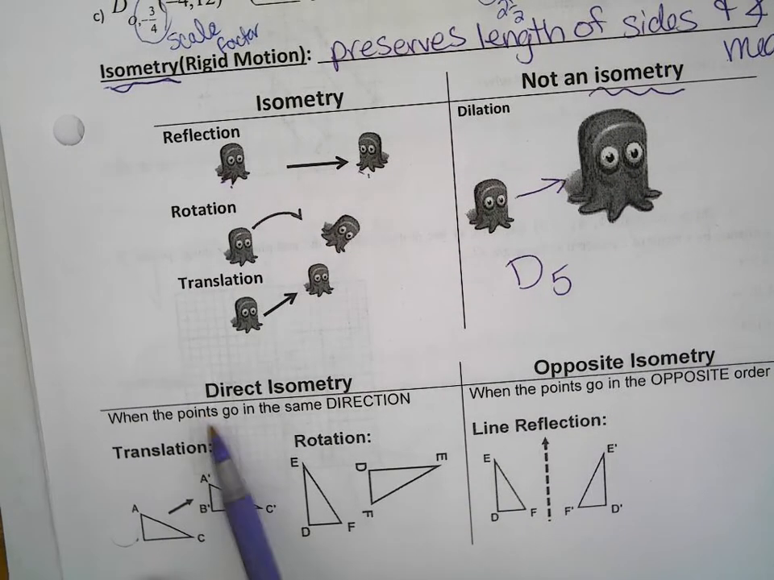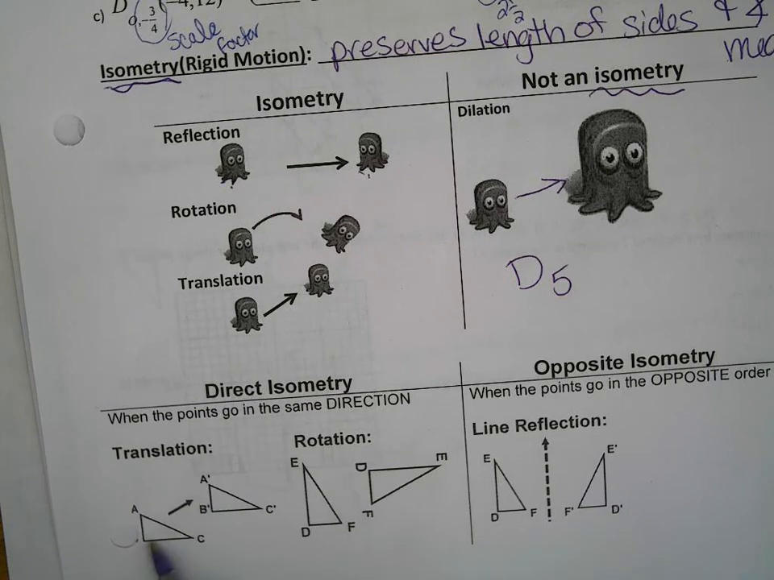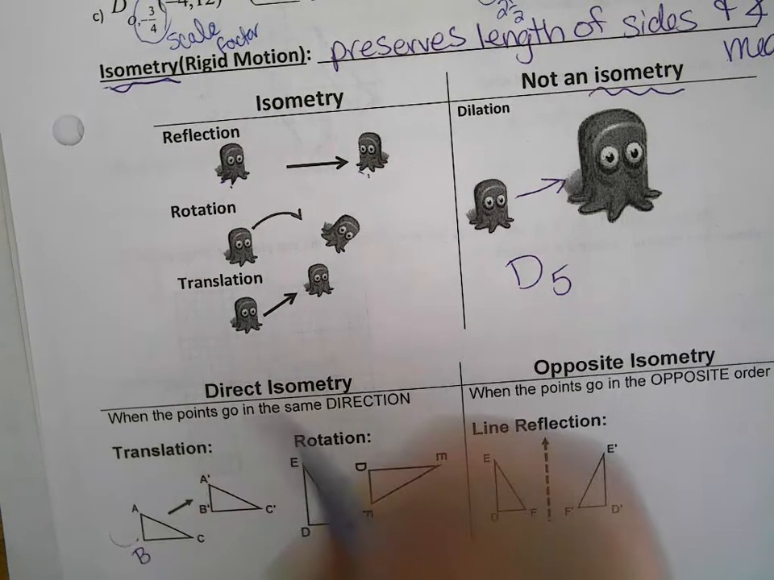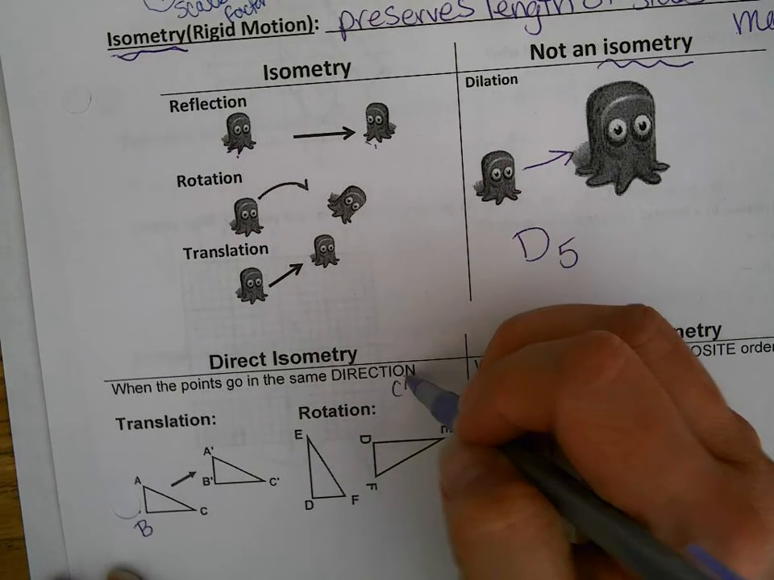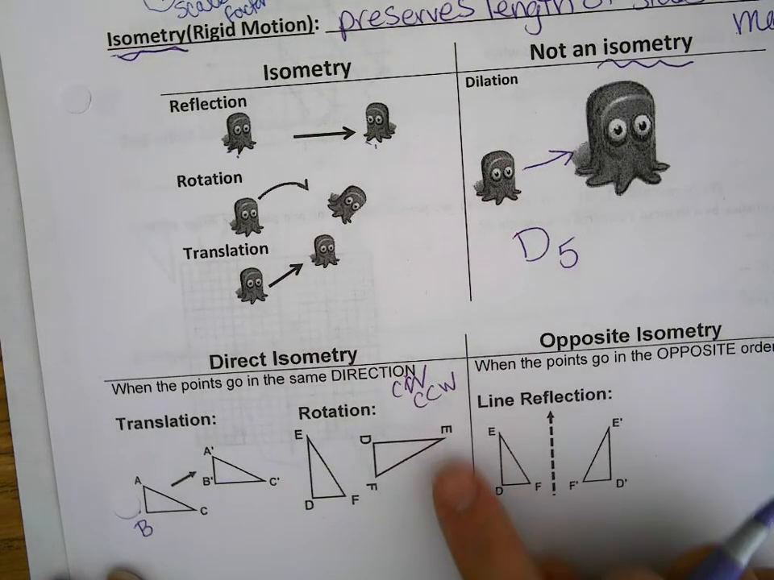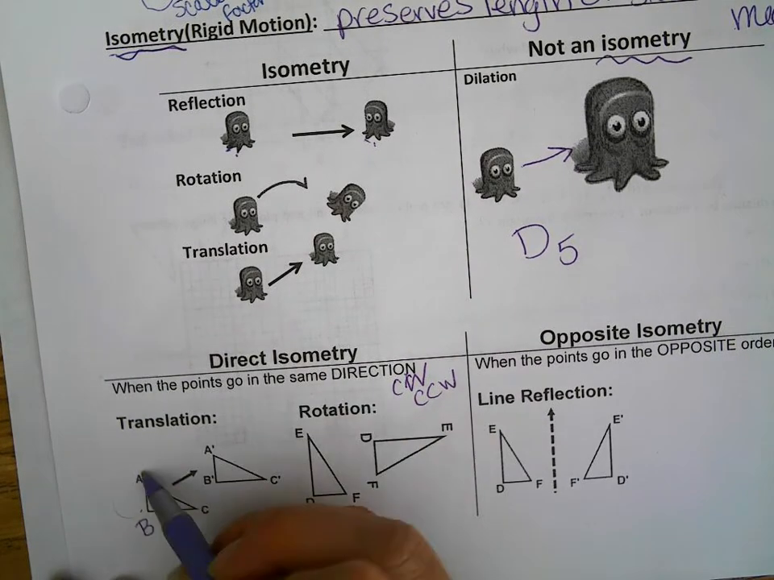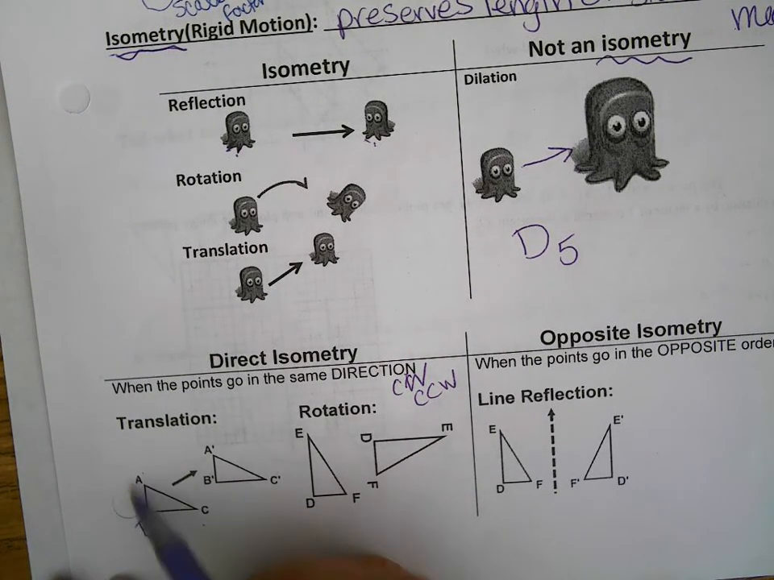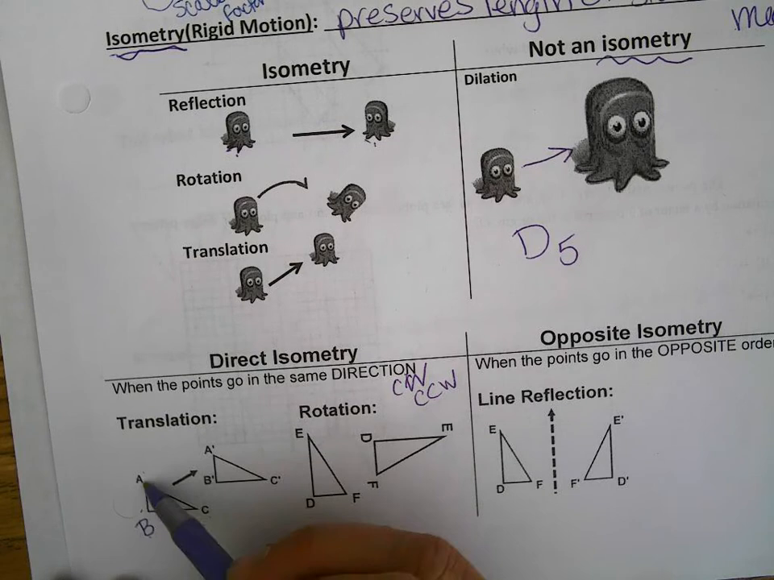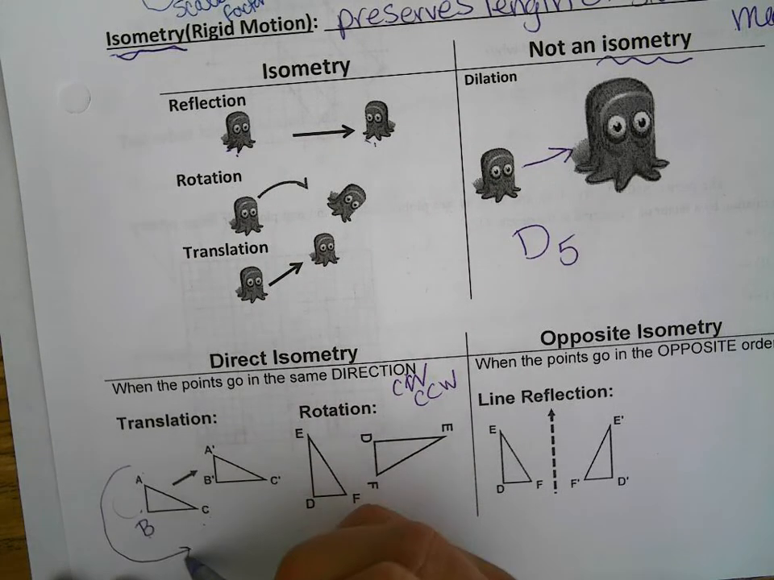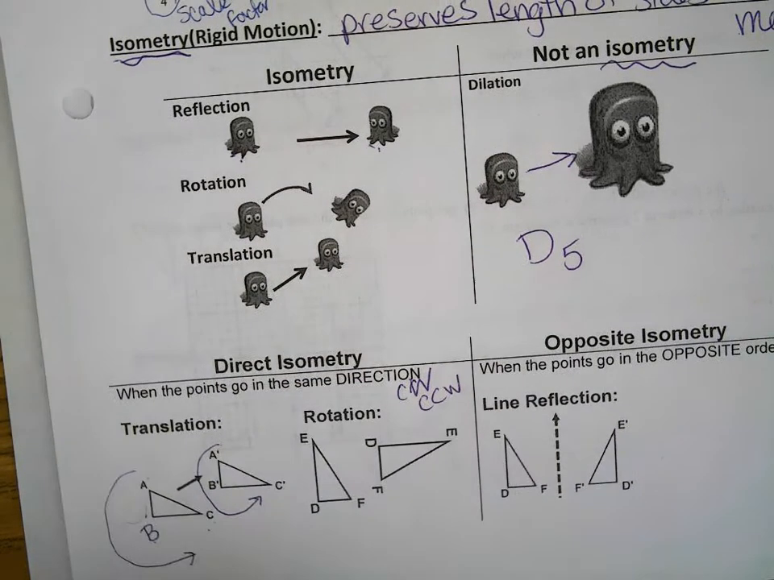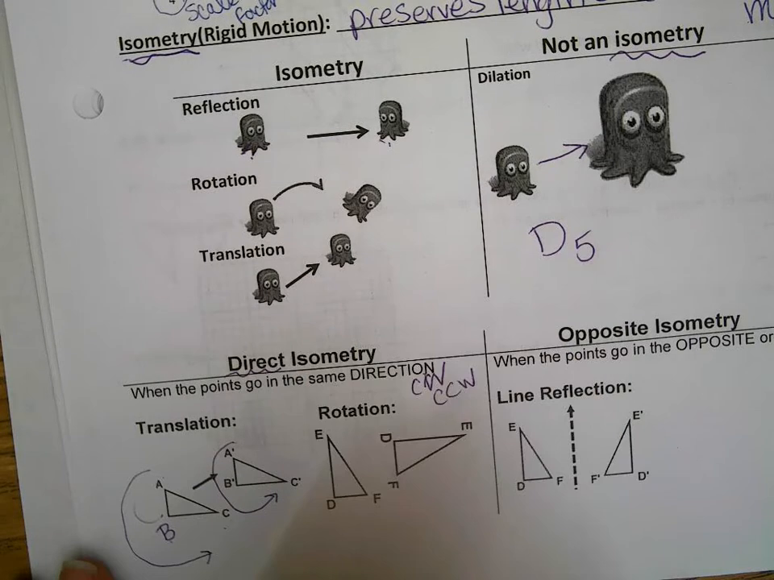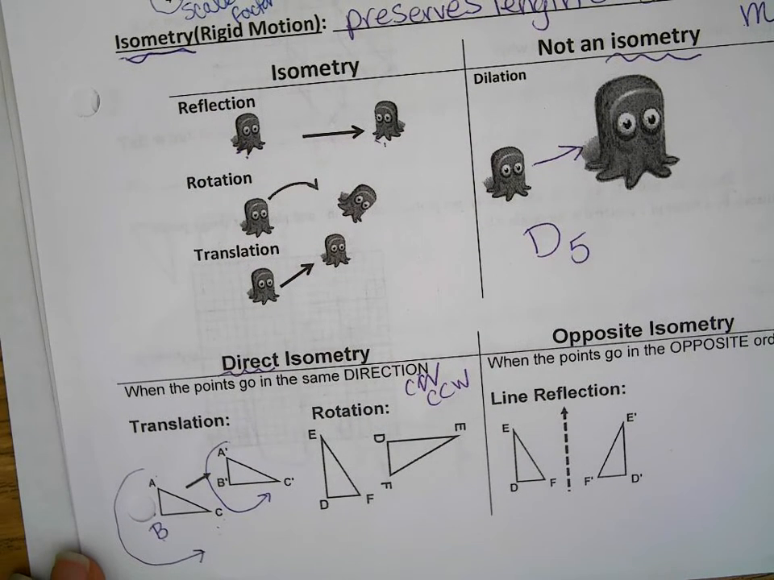A direct isometry is when the points, meaning the vertices A, B, and C, go in the same direction. So notice here, we're going to talk again about clockwise, CW, and counterclockwise. These ordered pairs, A, B, C, as I go around that shape in alphabetical order, A to B to C, go in a counterclockwise orientation. And if I translate that image, that didn't change. A prime, B prime, C prime, still go in the same orientation. So that's called a direct isometry. The points go in the same direction.